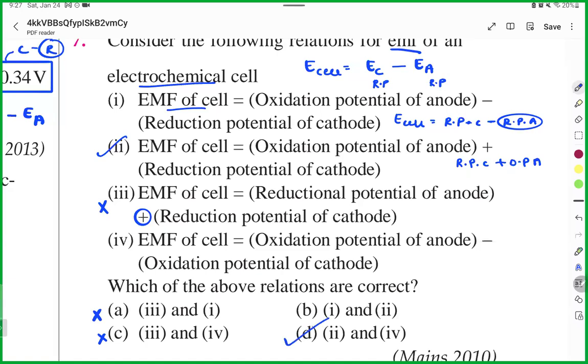Yes, option D. Because for the cell, you had the reduction potential of the cathode. Now it will become the oxidation potential, minus for the cathode. For the anode, it will be plus oxidation potential of anode. Then yes, you have the fourth option. Ask me, guys.